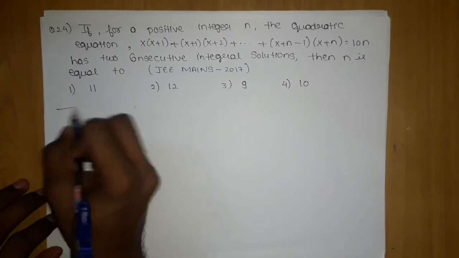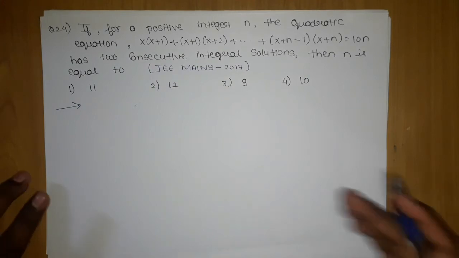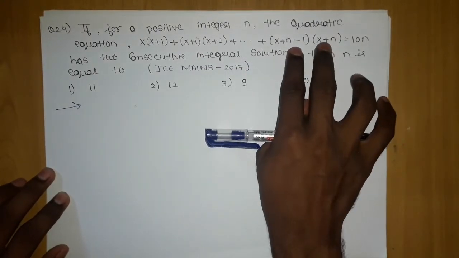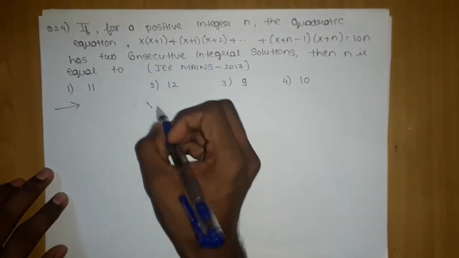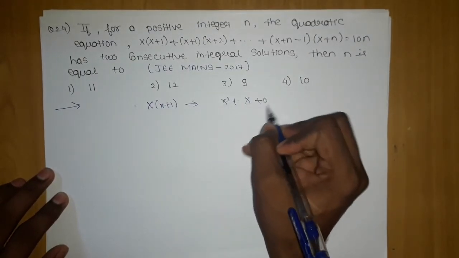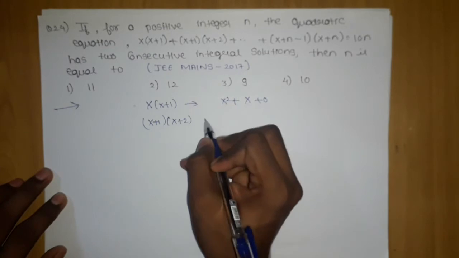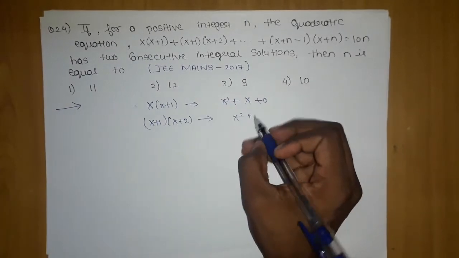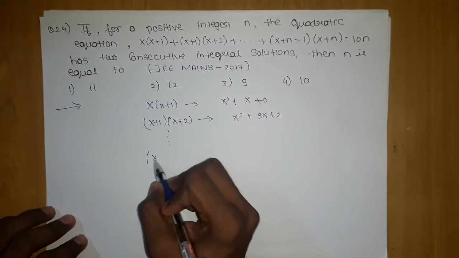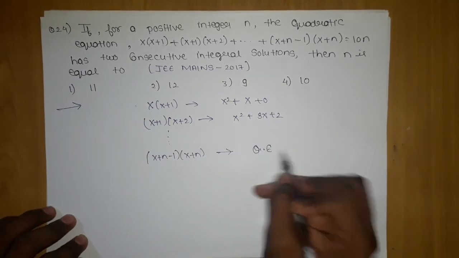Now, one thing, many children will have doubt how it will form a quadratic equation. It will form a quadratic if you open each of these pairs separately. If you open this pair x into x plus 1, you will come to know it is forming x square plus x, which is also quadratic. If I open this pair, it will also be a quadratic if you observe, 3x plus 2. So like this, every term up to the last term will also be a quadratic equation.